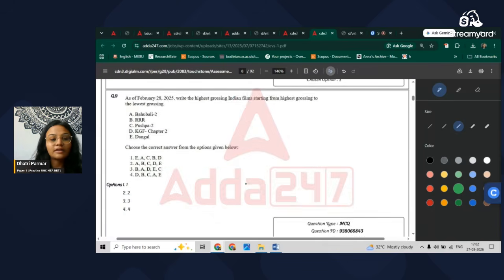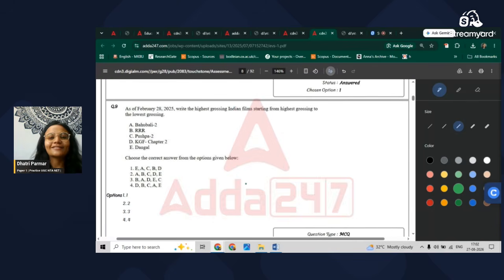Assurance is not. Next question, and this is again from communication, in which they are asking questions about films. Again these questions are appearing, so we have to be ready for that. As of February 28, 2025, arrange the highest grossing Indian films, starting from the highest grossing to the lowest grossing. They are asking about how films appear on the set, how the marketing happens and how it generates revenue.